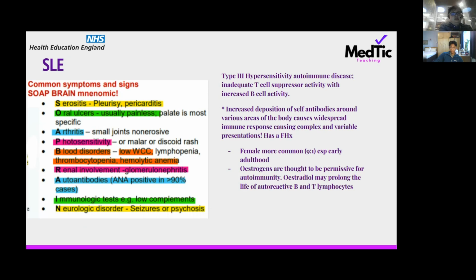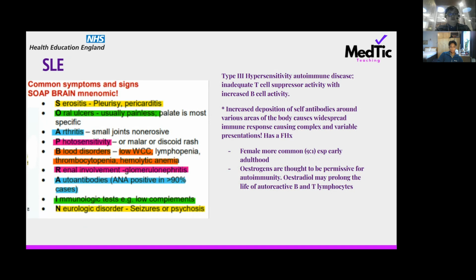The mnemonic I like to use to remember the features of SLE is SOAP BRAIN. So that's serositis, so any sort of inflammation of the serosa, such as your lungs or your heart, and ulcers for O, which are quite painless, and you mostly find this just in the mouth. Arthritis, which can happen anywhere. Photosensitivity, where your malar or discoid rash, which you see in SLE, gets worse from it.